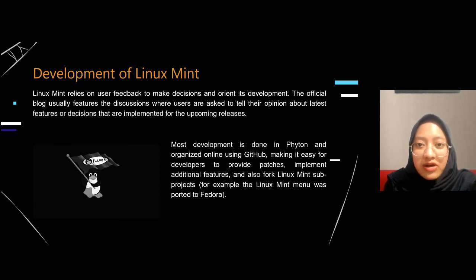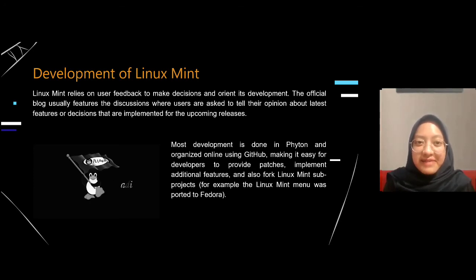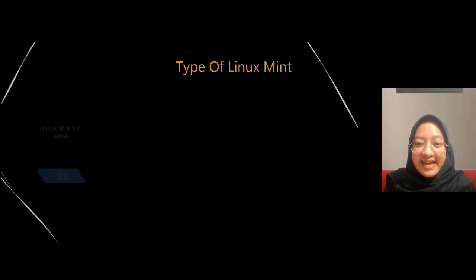Most is done in Python and organized online using GitHub, making it easy for developers to provide patches, implement additional features, and also fork Linux Mint sub-projects. For example, the Linux Mint menu was ported to Fedora. How many versions of Linux Mint are there?